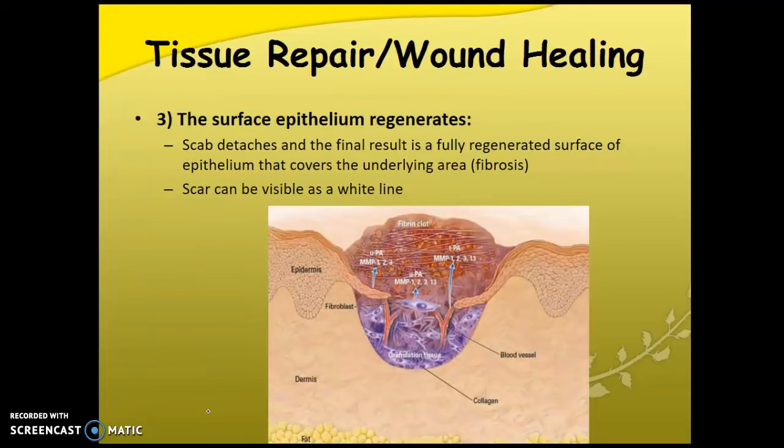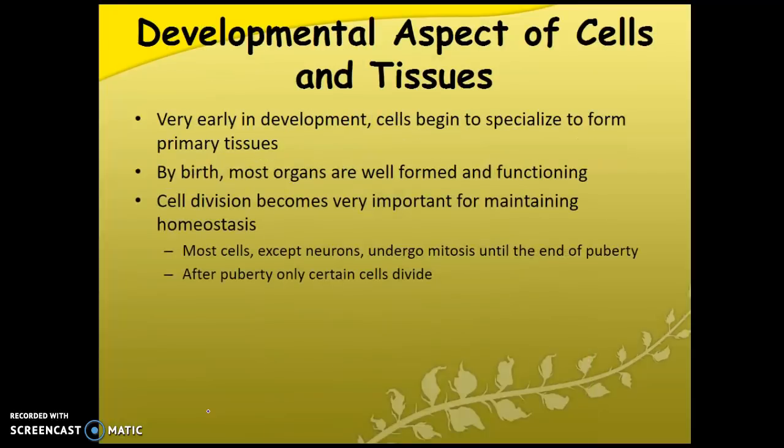The third step is surface epithelium regeneration. So once we've created granulation tissue and we start the healing process, then we're going to have the new tissue forming on top. If you do go through fibrosis and you have scar tissue, then sometimes the scar can be a white or a dark color, that all depends on the pigment of your skin.